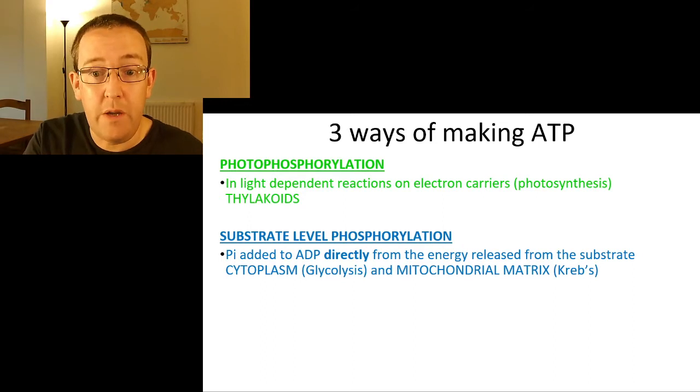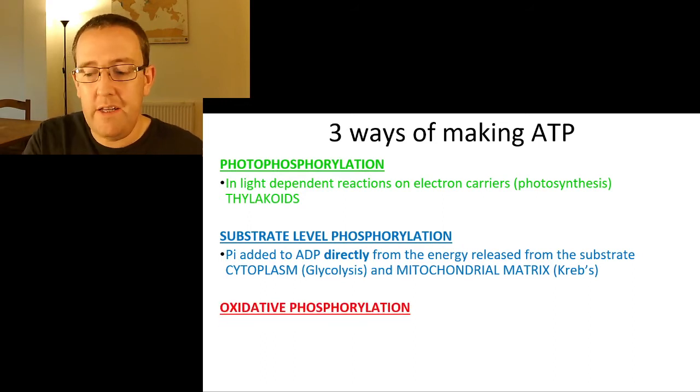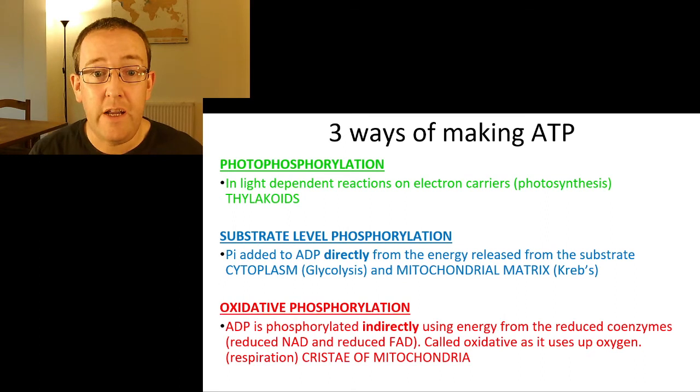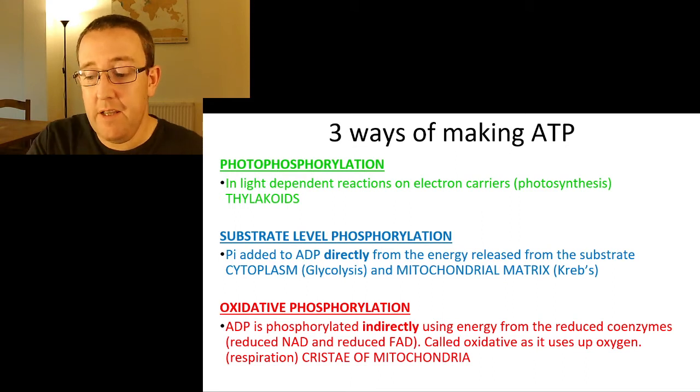And then what we're going to be talking about today is oxidative phosphorylation. This is essentially where the ADP is phosphorylated indirectly using energy from those reduced coenzymes we've been manufacturing in the last few stages. So our NAD and our FAD in their reduced form can release energy to build a proton gradient, and that drives ATP synthase. And that is what the electron transport chain really is. It's a means of generating a proton gradient to drive ATP synthase.